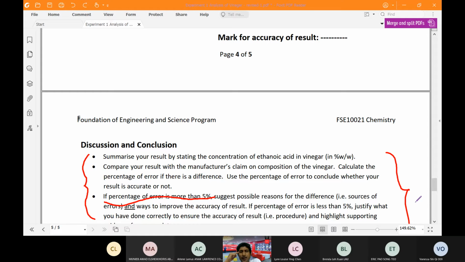All right. And then the marks will be awarded, of course, individually also. So your group mate is not responsible for you. You are only responsible for yourself.